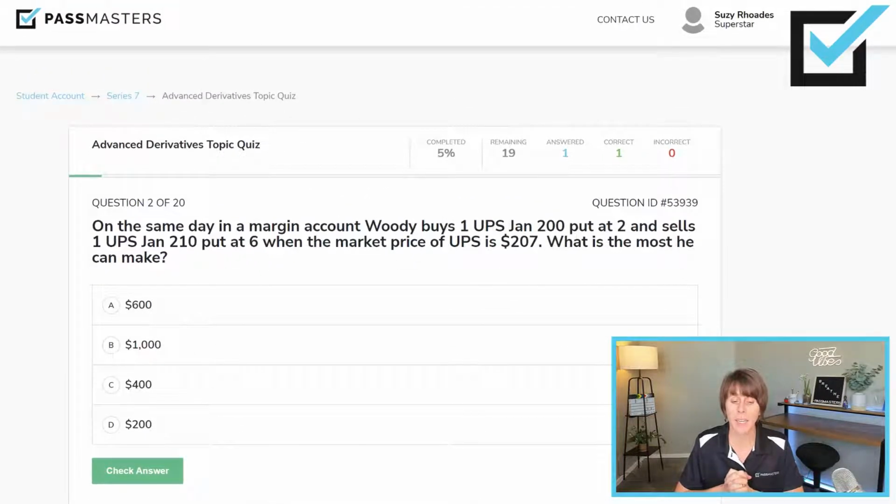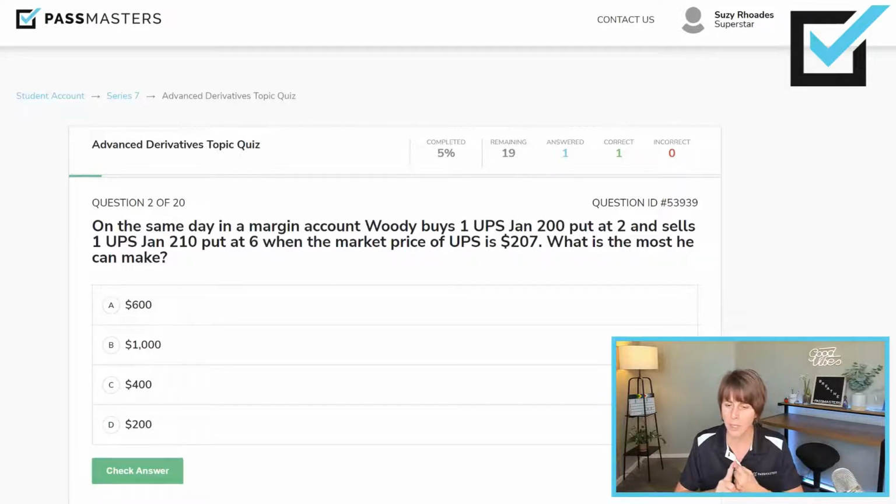On the same day in a margin account, Woody buys one UPS January 200 put at 2 and sells one UPS January 210 put at 6 when the market price of UPS is 207. What is the most that he can make? So with Morgan, we had a call spread. With Woody, we have a put spread. So buying a put and selling a put creates a put spread.